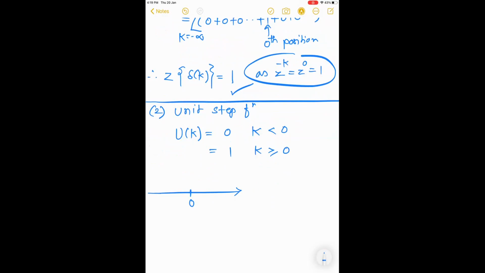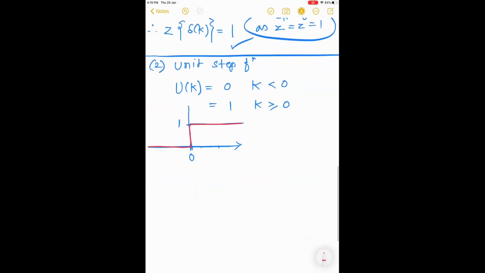For any value of k greater than or equal to 0, your answer is just 1. So maybe for 1, maybe for 2, maybe for 3, and so on. Everywhere you are going to get this 1. And that is why this is a step. Yes, this is your step, which is a unit step function.